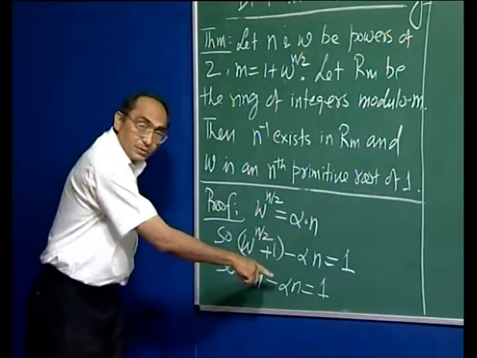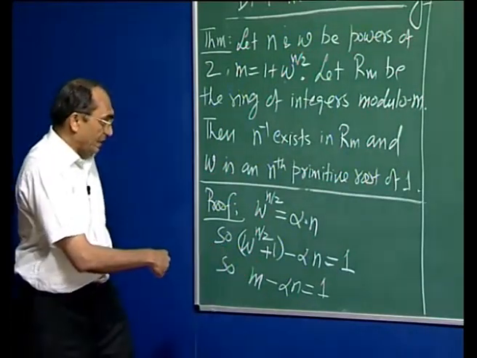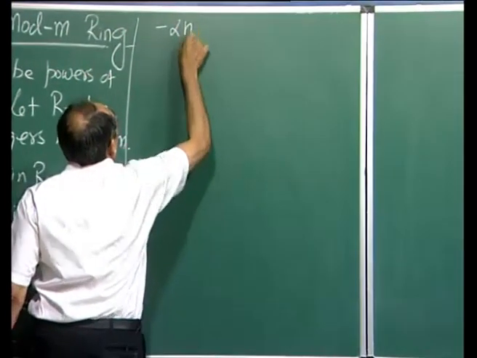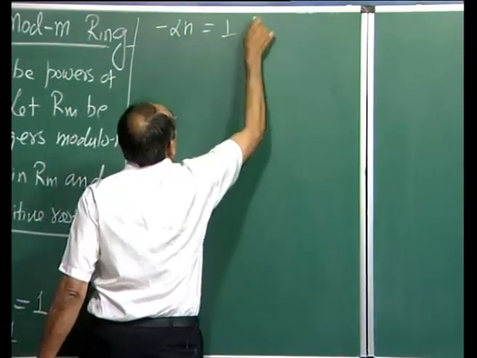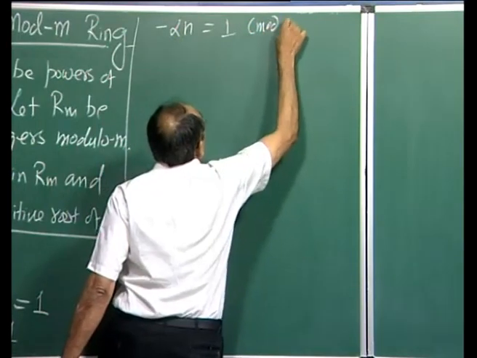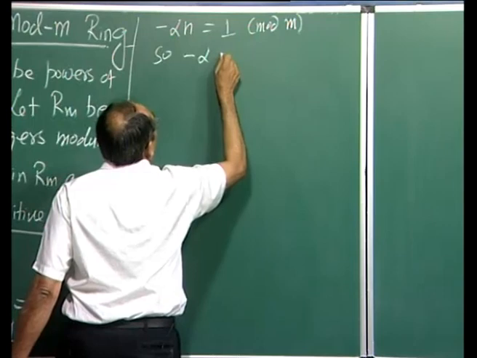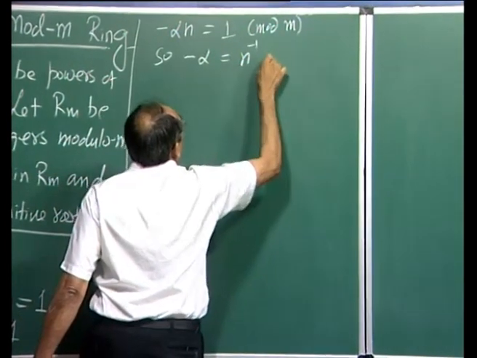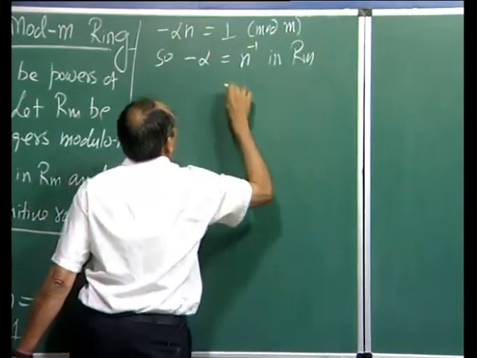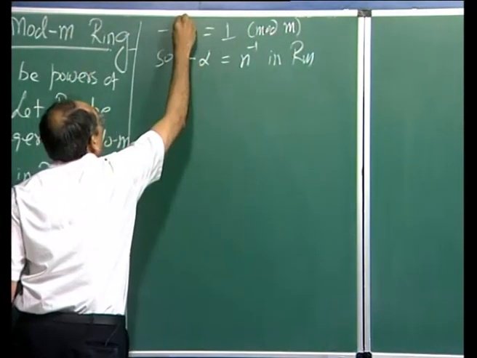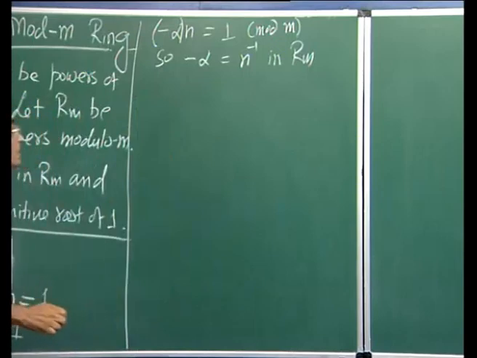So, if I compute modulo m of both sides, I get minus alpha n is 1 mod m. So, minus alpha is an inverse in Rm. This is the multiplicative inverse of n. So, you can view it this way. So, this inverse exists.